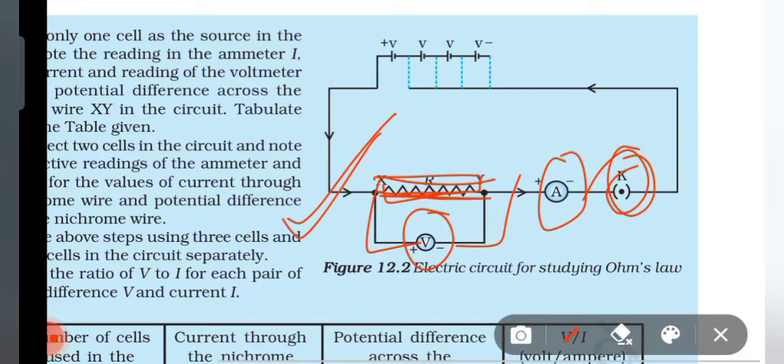So next step, you have to adjust the rheostat to get a small deflection in the ammeter and voltmeter. You have to adjust this rheostat.